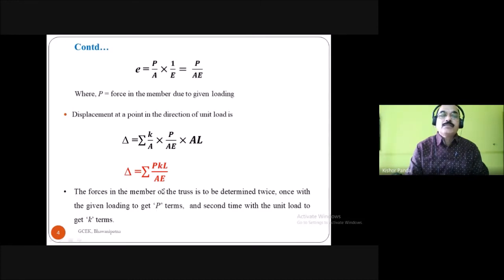Then after getting the forces in the members, P is the force in the members due to the external applied load system, and K is the force in the members due to the unit load system. And you know L, A and E, and then you can find the deflection at a point in the truss.